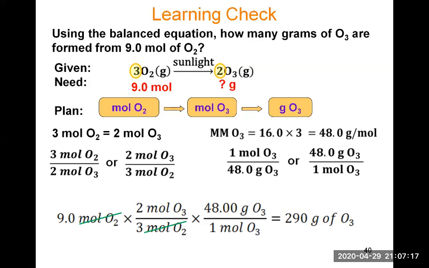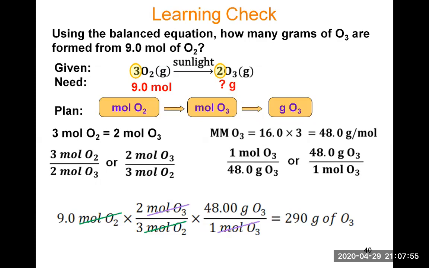For the next conversion factor, we want to cancel the moles of O3 that are in the numerator of the first conversion factor. So the second conversion factor should have mole of O3 in the bottom so that the moles of O3 will cancel. And so the molar mass in grams will go on top of the conversion factor. And you see that when all units are cancelled, you're left with grams of ozone. And that's what we want. We wanted to find the grams of ozone produced.